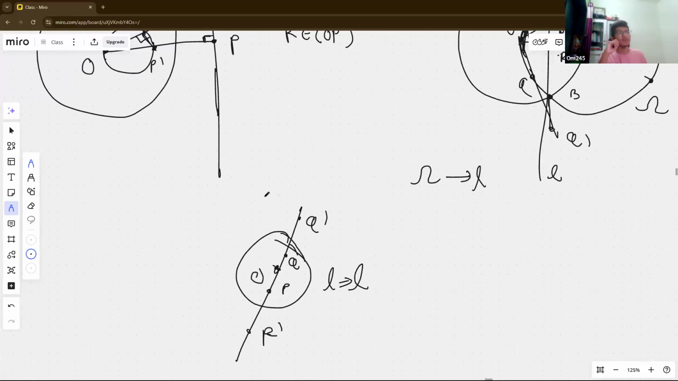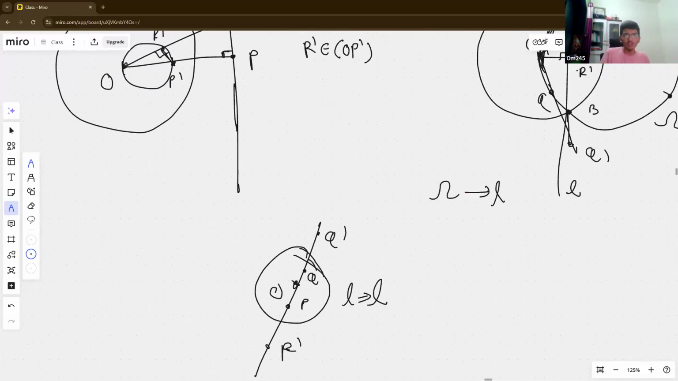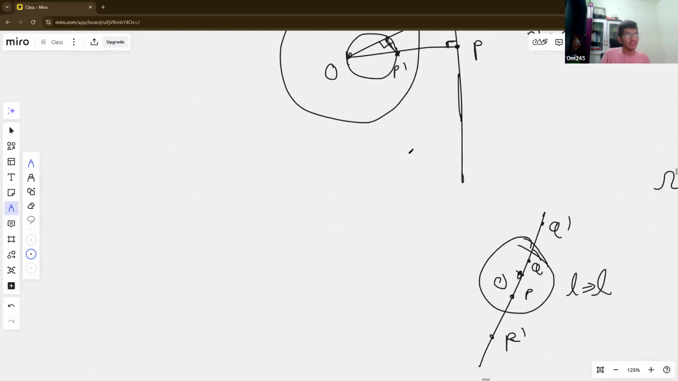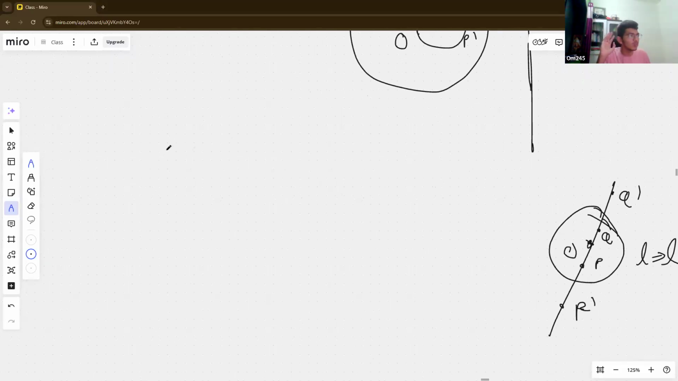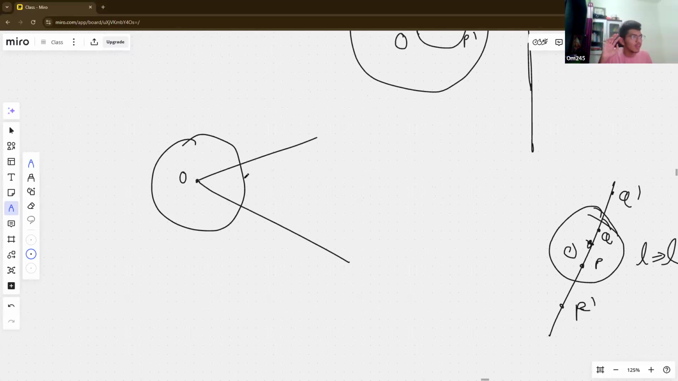Now to see why this is so useful, we will try one nice problem. But there is another thing, a bit technical but sometimes useful. Suppose you consider center O. This is B dash, this is A dash, this is A, and this is B.